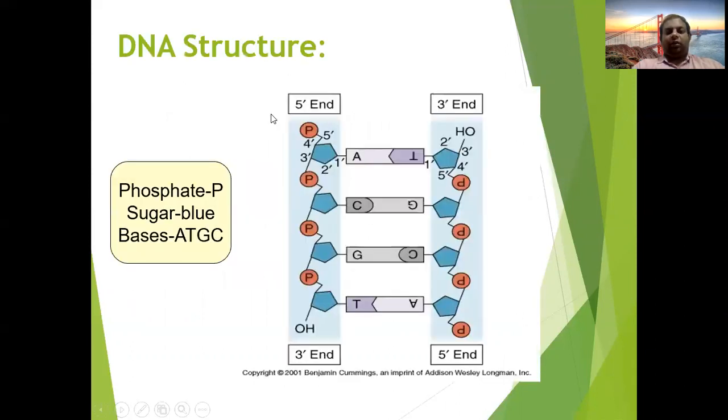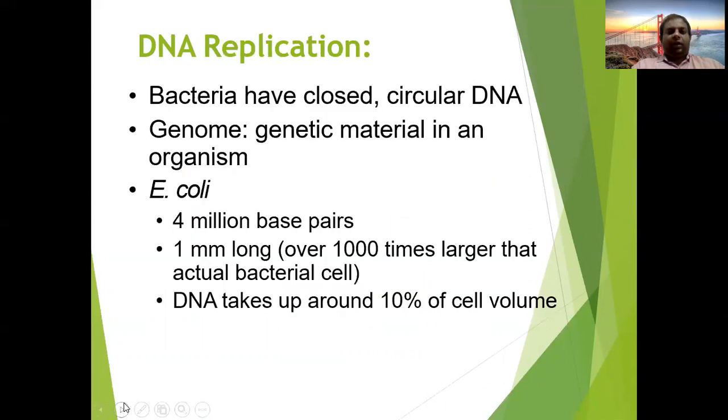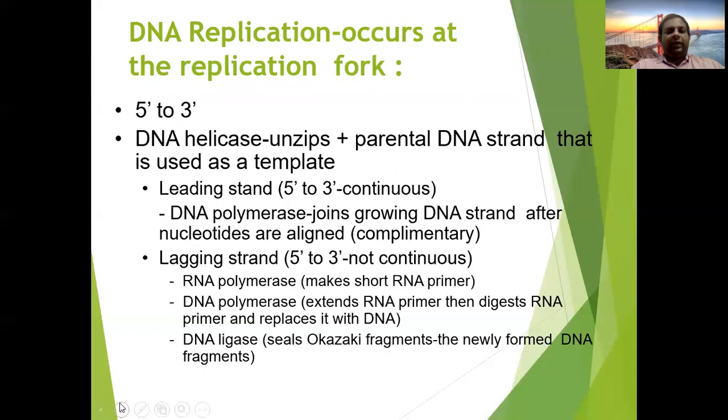DNA structure, I think you remember very much. The phosphate and sugar form the backbone, and these are the bases, A, T, G, C, with complementary matching. DNA replication: bacteria have closed circular DNA, the genetic material. E. coli, for example, has 4 million base pairs. DNA replication occurs at the replication fork. It proceeds from 5' to 3'.